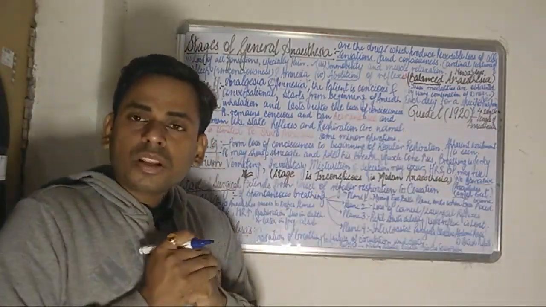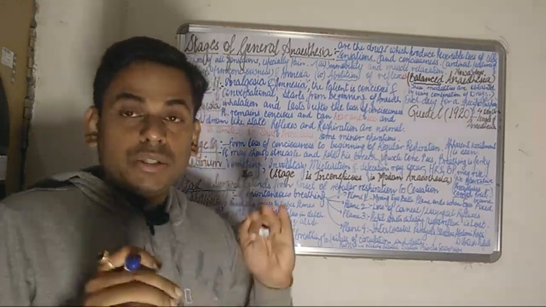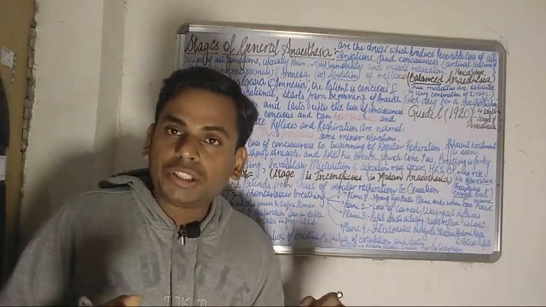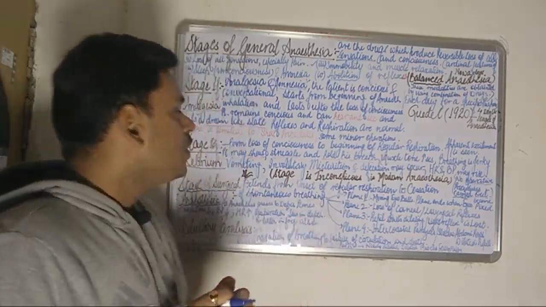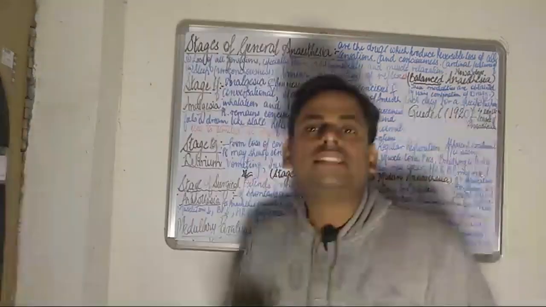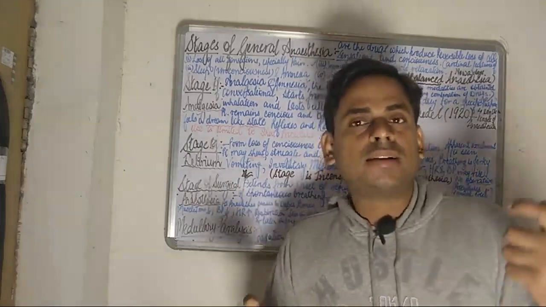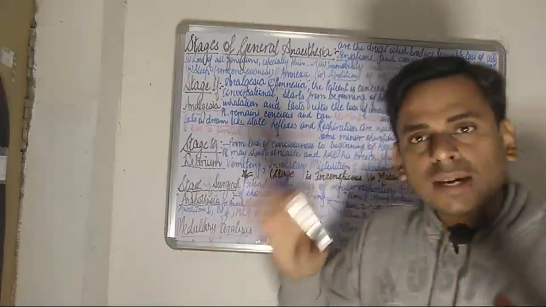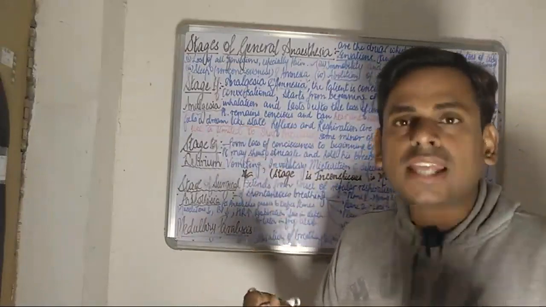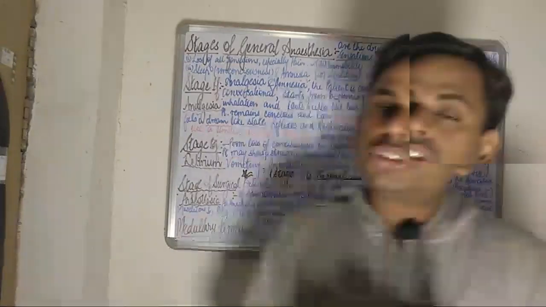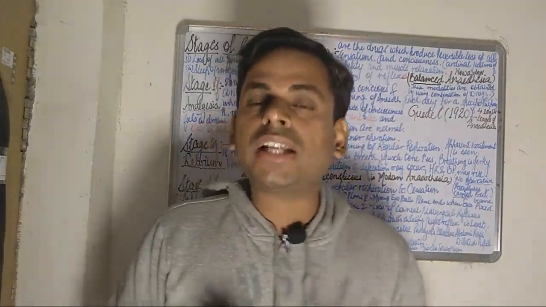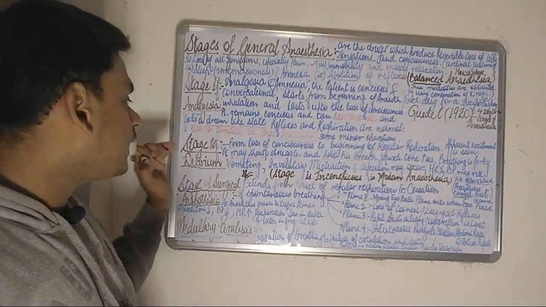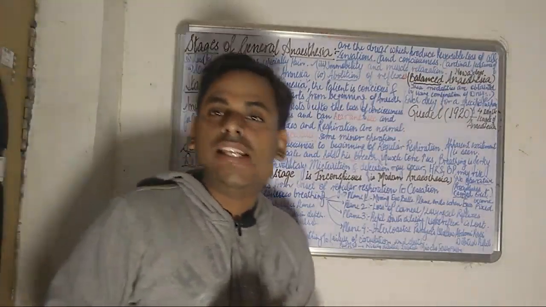The other features seen during the stage of analgesia are that the reflexes and respiration of the patient are normal. During this stage, major surgical operations are not carried out, but some minor surgical procedures, short procedures, can be carried out. Moving on to the next stage, that is the stage of delirium.